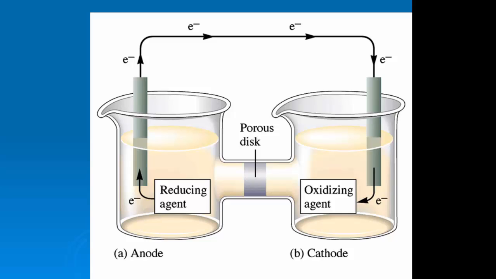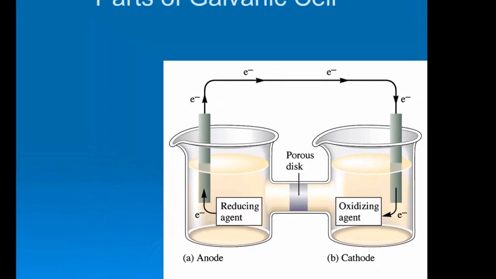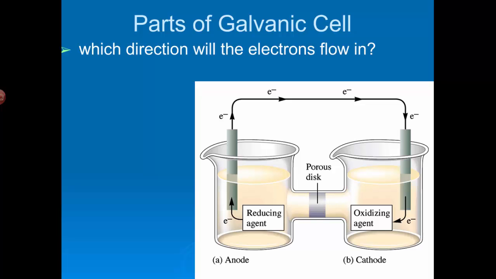We have a porous disc, and I've labeled these for you. The beaker on the left is labeled the anode. That's where the reducing agent is, where oxidation is going to be found, and then the other beaker is called the cathode, and that's where the oxidizing agent is going to be found, and the oxidizing agent is itself reduced, so reduction happens over there. Electrons flow from the reducing agent to the oxidizing agent. Okay, electrons flow in the direction of the transfer.